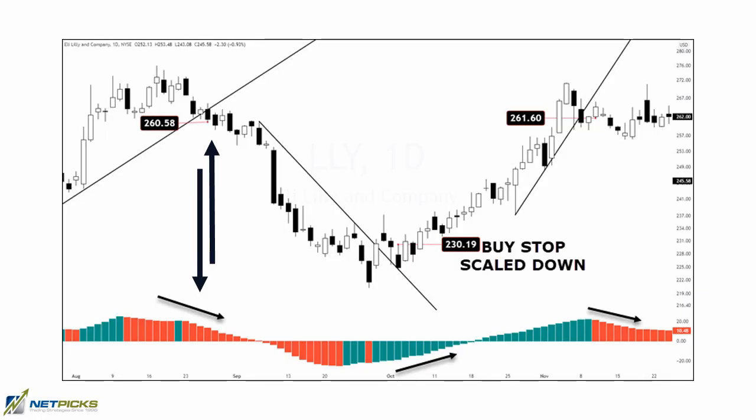This is the same chart that I showed earlier with the trend lines, just with the oscillator put on it. The first sell is on the left. It's $260.58. Price breaks below the trend line while the oscillator is red. It's heading downwards. In the middle, it's $230.19. Now the entry price has been scaled down as price retraced. It found support around the trend line area. The oscillator is green. The buy stop is placed and gets triggered.